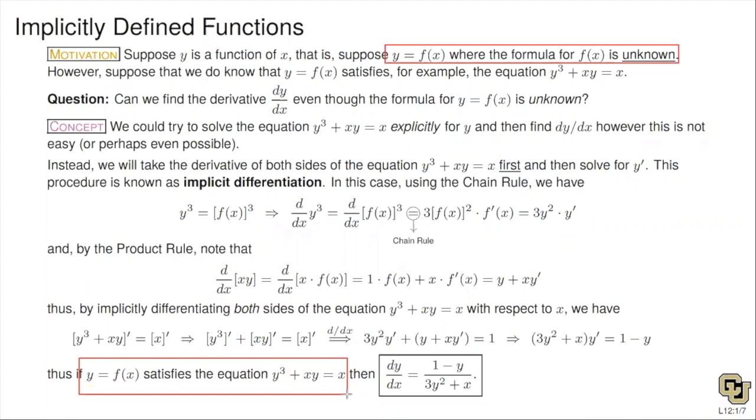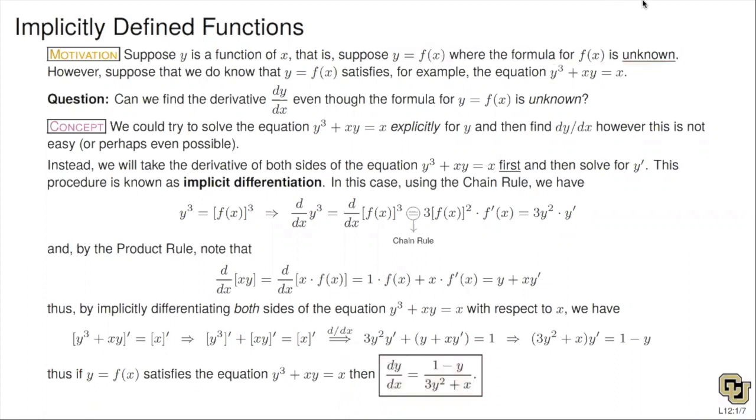You have to resist the urge to try and solve for y first and then take the derivative. Here you want to take the derivative and solve for y prime. And so here, if you look at the final answer, our derivative has the variable y in it. So we still, at the end of the day, don't know what the function y is, but we've found its derivative in terms of itself, which is unknown, which is fine. This is how implicit differentiation works.